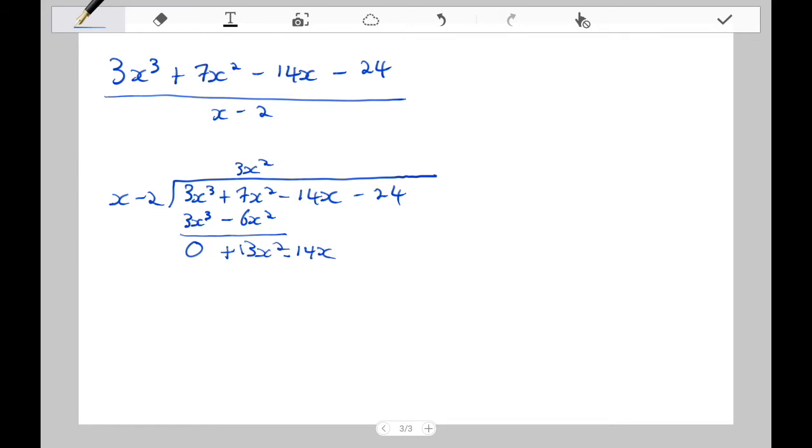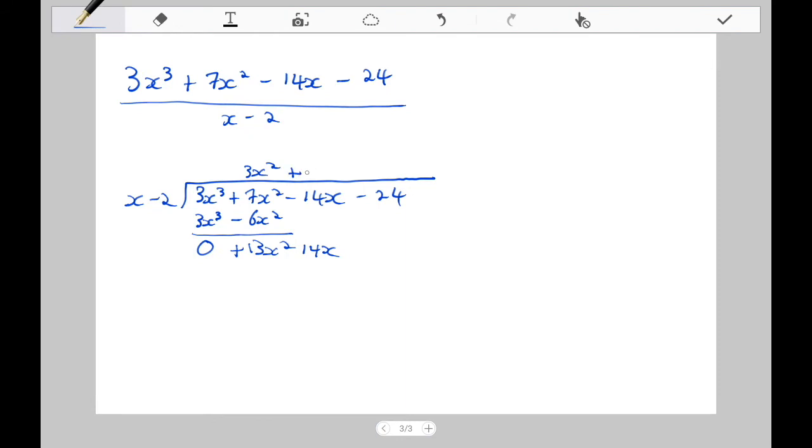Now we repeat the process again. So we look at simply the x, and we look at the 13x squared, and we say, what do we need to times x by to get 13x squared? Or in other words, what's 13x squared divided by x? And the answer is just 13x. So that goes up here above our x column.